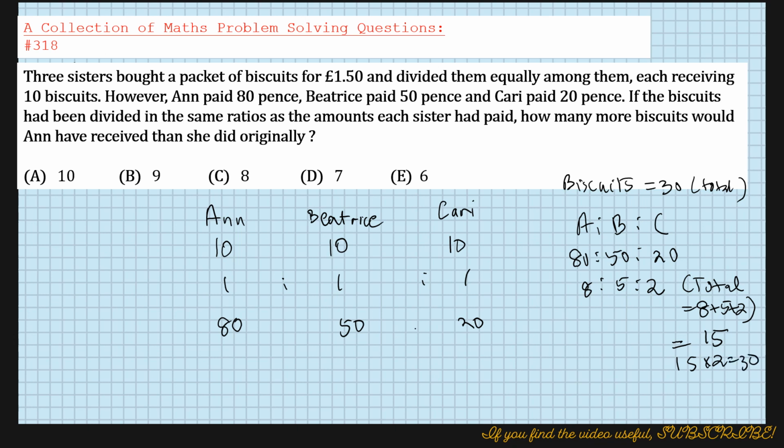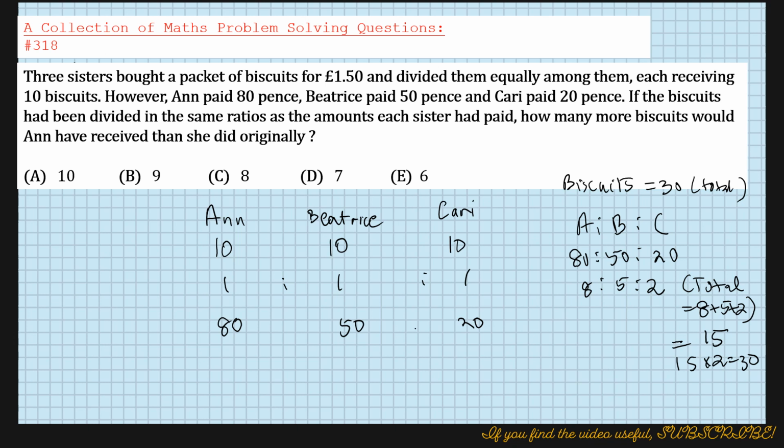So what we are trying to do is to make the total the same. So the total is the same, then we can work out the ratio. It would be proportional to the money they have paid. So then the total is 30.